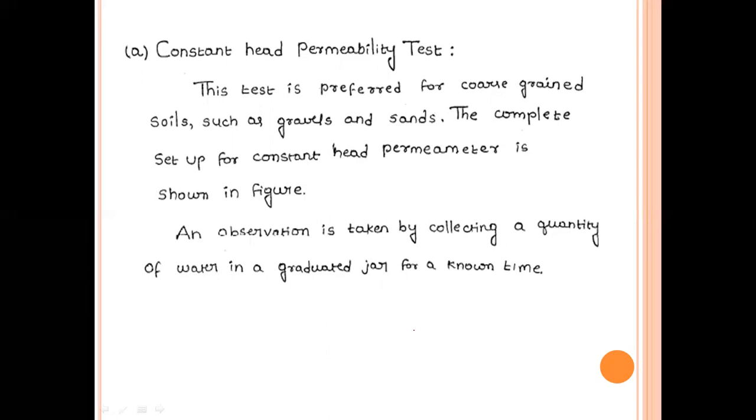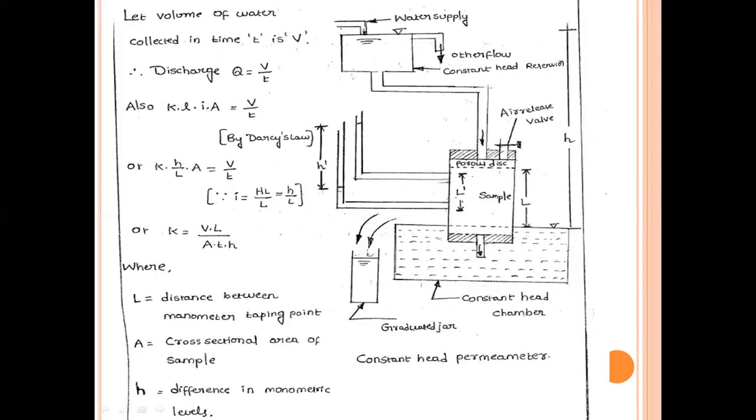The complete setup for the constant head permeameter is shown in the figure. An observation is taken by collecting a quantity of water in a graduated jar for a known time. Let the volume of water collected in time t be V. See the figure. From the top is the water supply. So this portion is the water supply, and the other is the constant head reservoir.